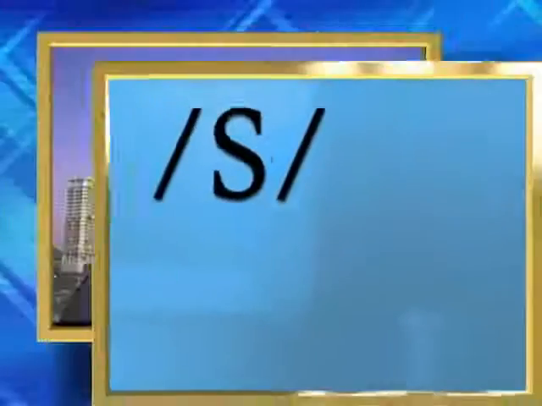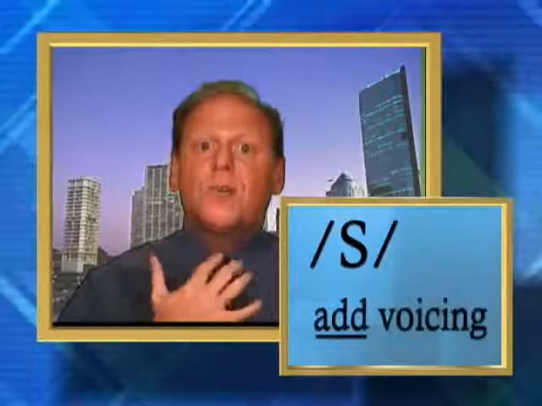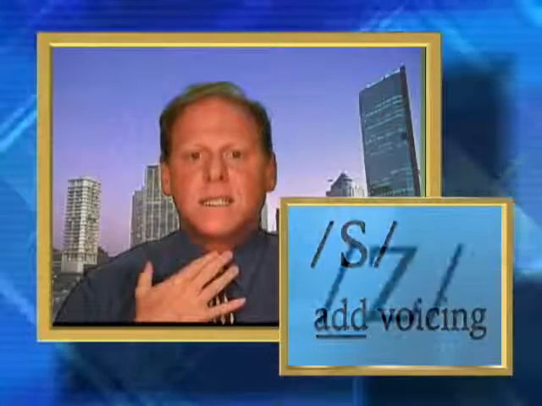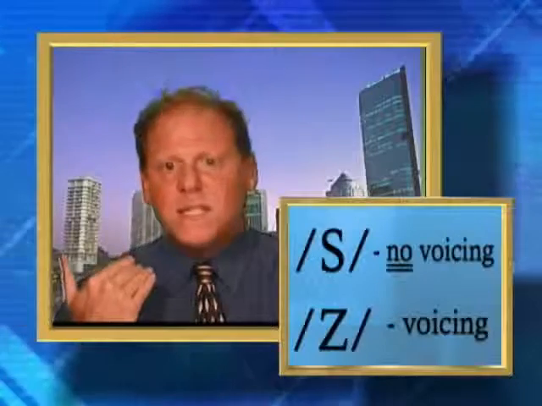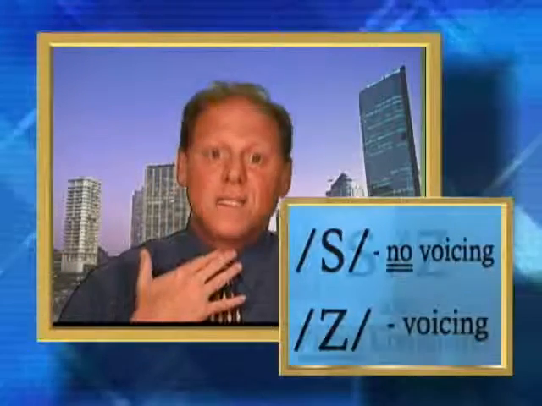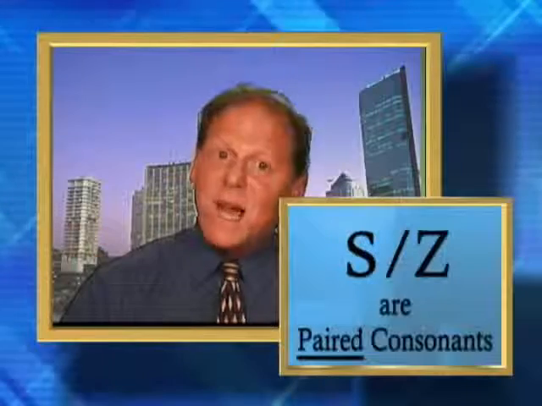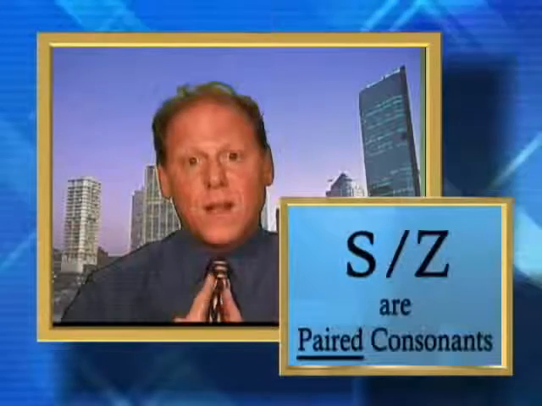The S consonant, made with air going through your front teeth. S. Any voicing going on with the sound? S. No, the S sound is unvoiced. Now what would the S sound become if you didn't change a thing, you just added voicing? Z. It would become a Z sound. So S has no voicing. Z has voicing. So we say the S sound and the Z sound are also paired consonants.